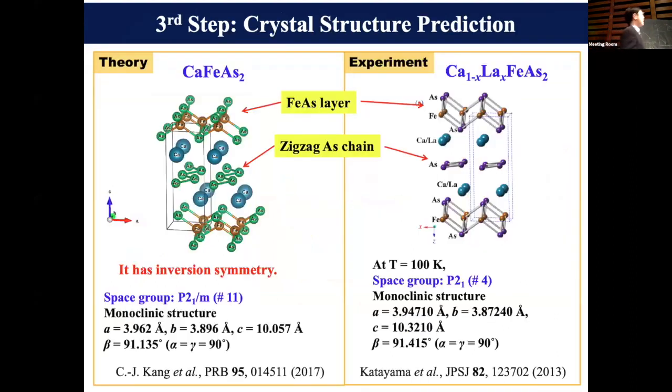Okay, we applied the evolutionary algorithm and found that the 112 compound has the monoclinic structure rather than the tetragonal one. So this structure is consistent with the experiment. Both structures possess the zigzag arsenic chain and also the iron arsenic layer. So it indicates that the evolutionary algorithm provides a correct crystal structure.